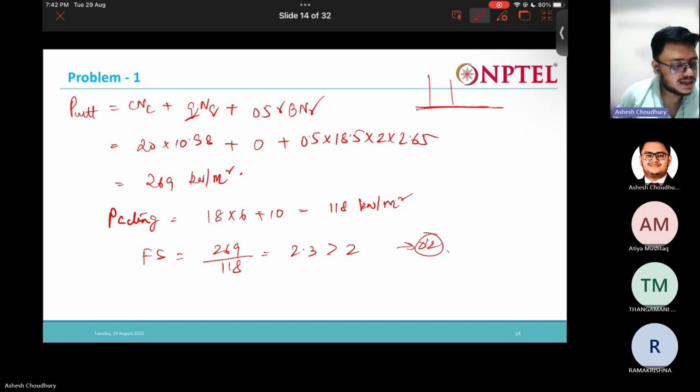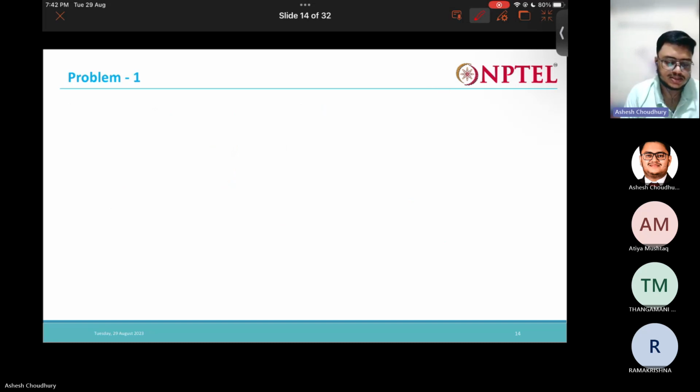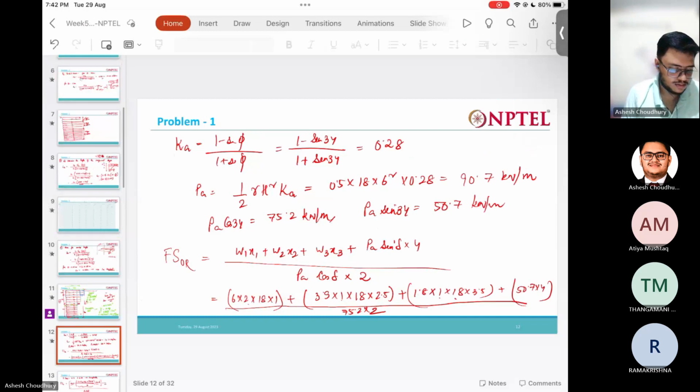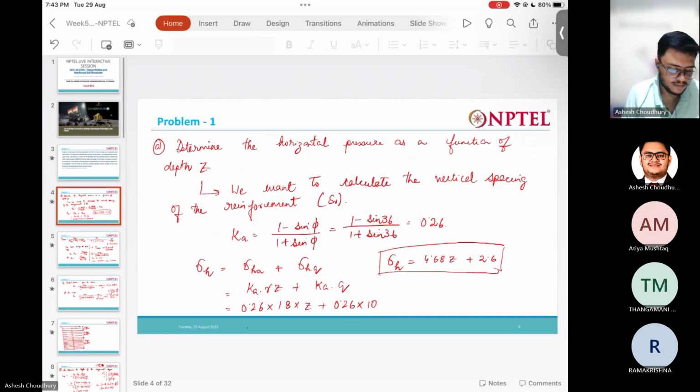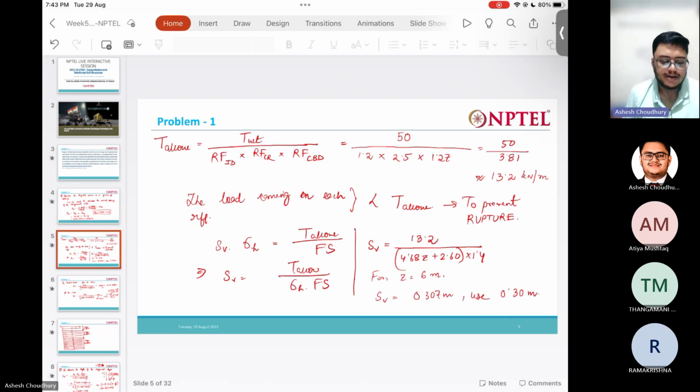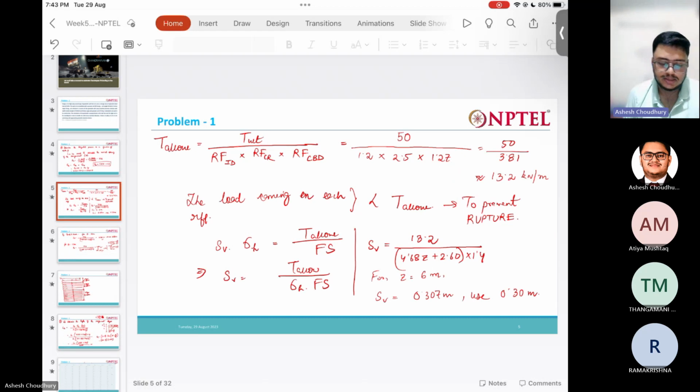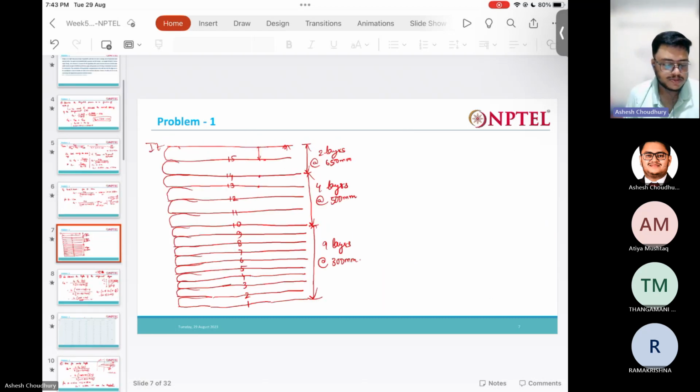So both internal and external designs are complete now. Let us go one by one and see how we did. First, we determined the spacing. How did we determine the spacing? By following the rupture criteria, by not allowing the rupture to occur. By following that criteria, we determined the optimum spacing.